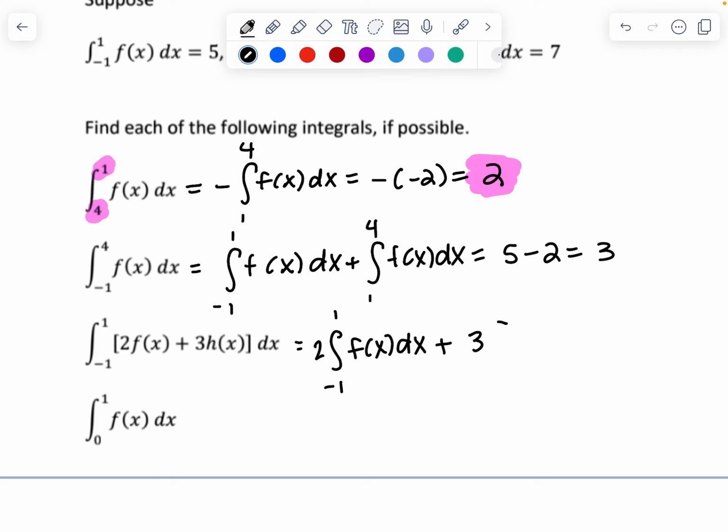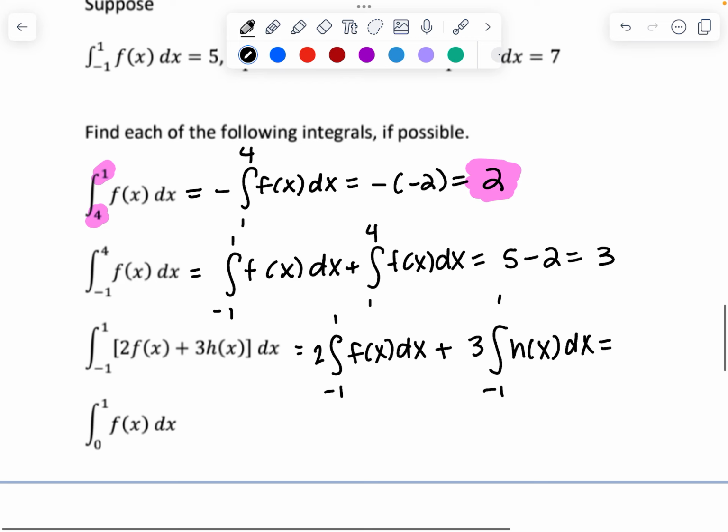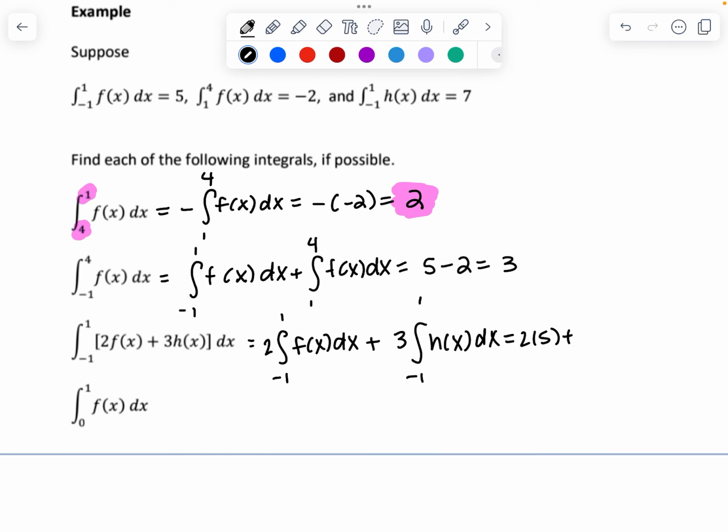And the next one I'll do the same. I'm separating it, I'm pulling the constant out, and then I'm going to use the pieces of information I'm given. From -1 to 1, it was 5, so I'll do 2 times 5, plus, from -1 to 1 of h, it was 7, so I'll do 3 times 7. So I'll get 10 plus 21, and that's 31.